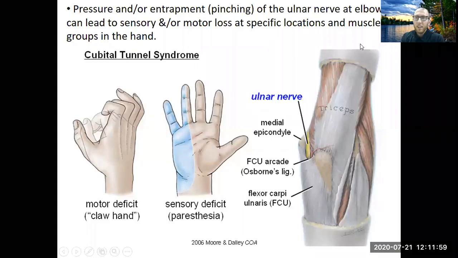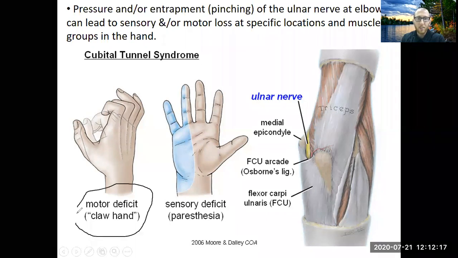And up until this point, we've been talking a lot about the muscles and the motor component, but let's talk more about the sensory component here. As we can see, a motor component deficit would look like a claw hand down here, but the sensory deficit would look more like paresthesia. And what do I mean by this?